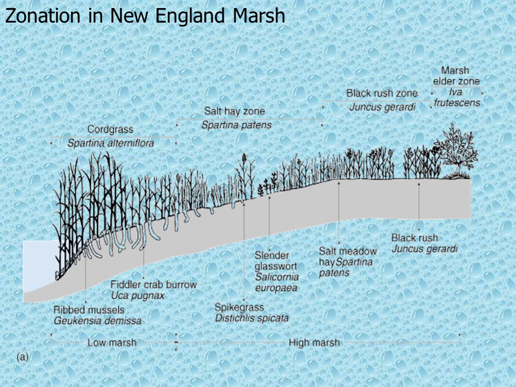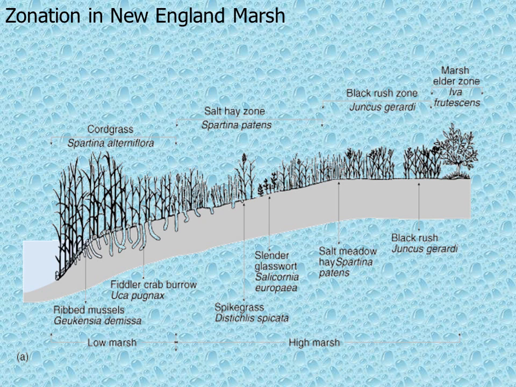So if we go from the low marsh, where it meets the water, to the high marsh, you have the ribbed mussels, the Geukensia demissa. You have cordgrass, which is Spartina alterniflora. And you have some fiddler crab burrows. And then as you hit the high marsh, the cordgrass gives way to Spartina patens, which is the salt hay zone. You can get some slender glasswort, the Salicornia. You can also get some salt meadow hay, which is the Spartina patens, that continues throughout that zone.